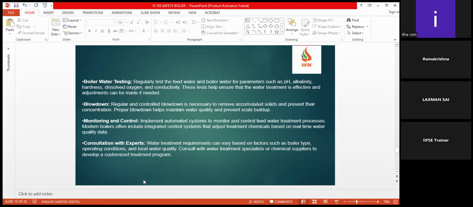Consulting with the experts, this is also very important. Water treatment requirements can vary based on factors such as, as I mentioned, boiler type, operating conditions, and local water quality. We have to consult with a water treatment specialist or a chemical supplier to develop a customized treatment program.